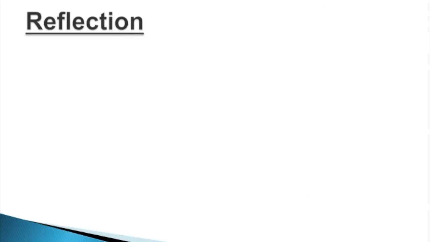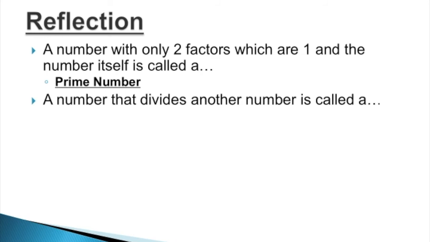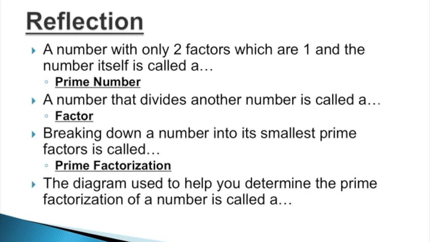So let's review this lesson. A number with only two factors, which are 1 and the number itself, is called a prime number. A number that divides another number is called a factor. Breaking down a number into its smallest prime factors is called prime factorization. The diagram used to help you determine the prime factorization of a number is called a factor tree.